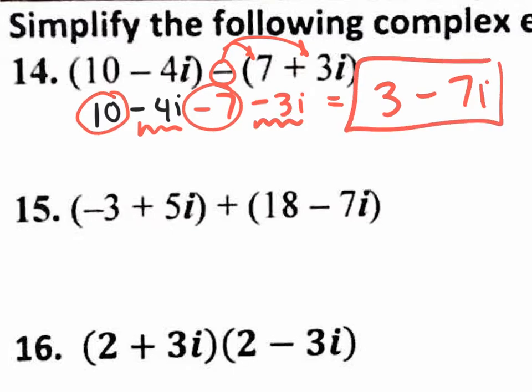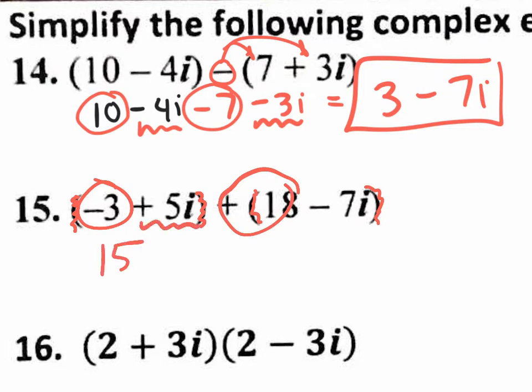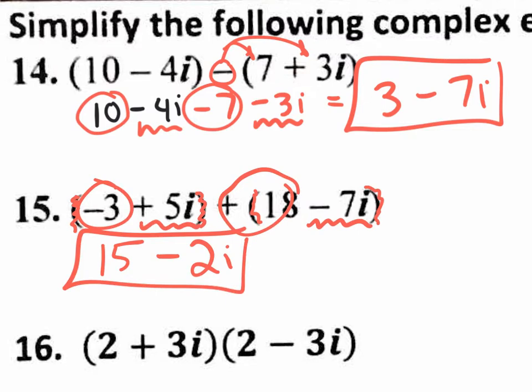The next one is exactly the same. There's a plus sign. If you distribute a plus sign, it doesn't change anything. And there's nothing to distribute over here. So you kind of could forget about the parentheses. You could pretend that they're not there, right? And just start combining the real part, negative 3, with the real part, positive 18. That'll give you a positive 15 as a real part. And then the imaginary 5i minus 7i, that's going to give you a minus 2i. That's your answer for 15.